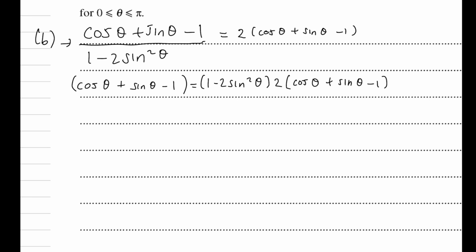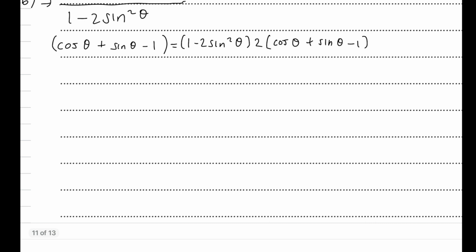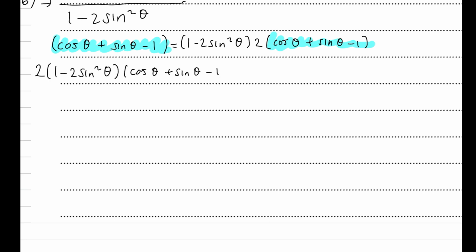Okay, now what do we do with this complicated thing? If you want to expand, for sure, but that will make things more complicated. We should see the pattern here. There's a similar term. Maybe we can move it all, so it becomes 1 minus 2 sine square theta, let me put 2 here, times cos theta plus sine theta minus 1, minus, so we move it here, cos theta plus sine theta minus 1 equals to 0.